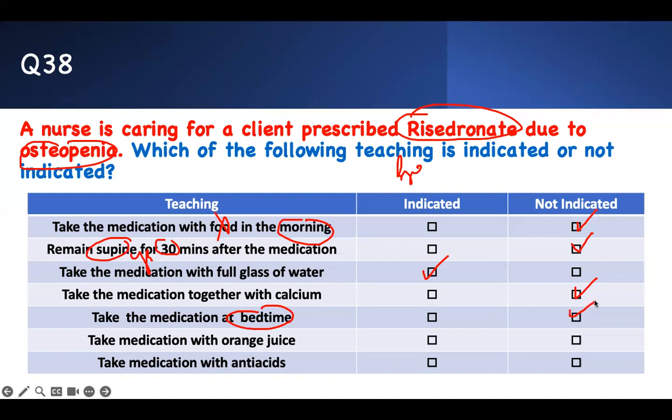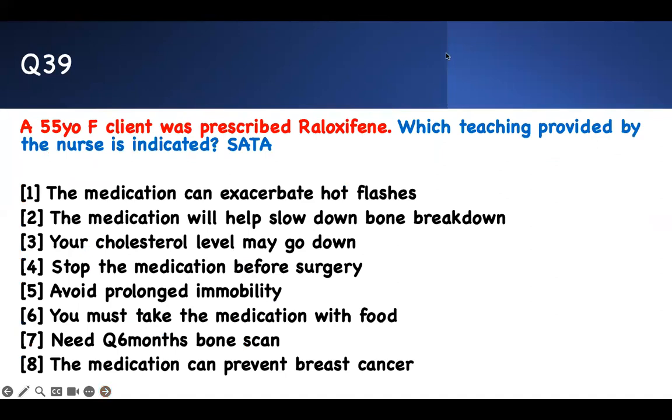So it's not good. Take medication with orange juice. Never do that. And of course, antacid is always bad. Take medication with antacid. It's not good. So only one answer. The rest are not indicated. If you pick more than one, not good.